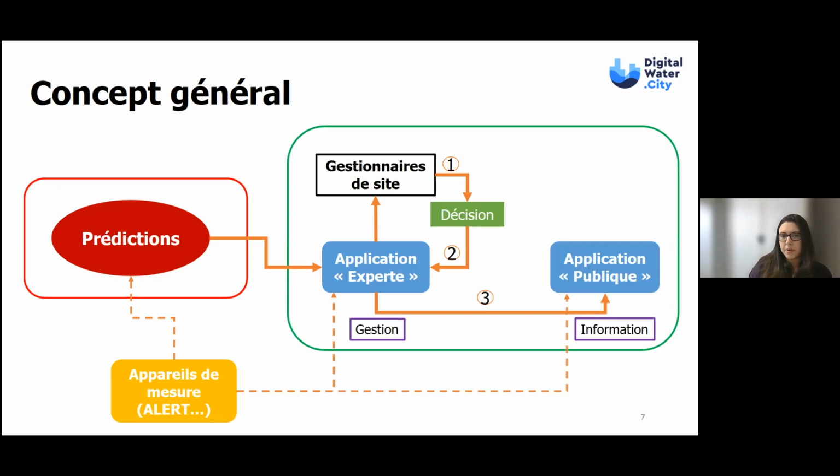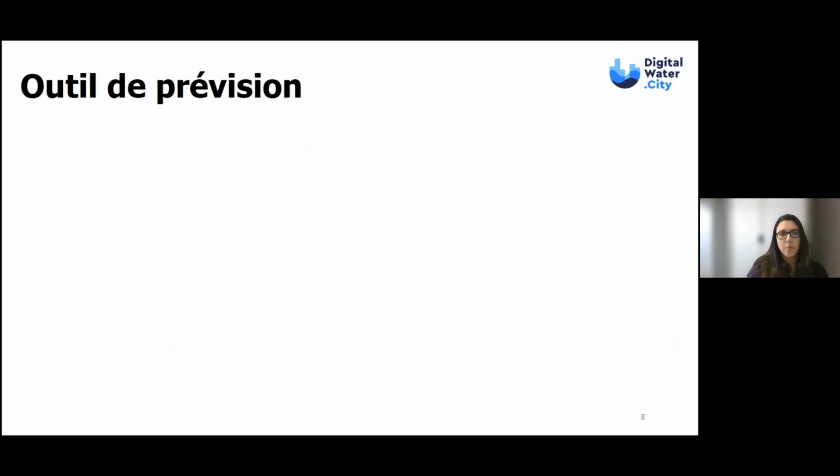And then in addition to that, the various measuring devices, ALERT or other devices, which will be used by managers, can be used in three situations. Either to validate the forecast made, they can be sent to the expert application to help the site manager in the decision-making process, and they can be sent to the public application to inform the local citizens or the local community about the quality of the water they're bathing in.